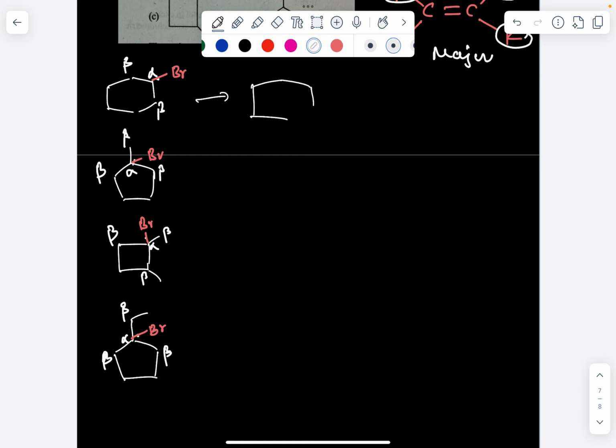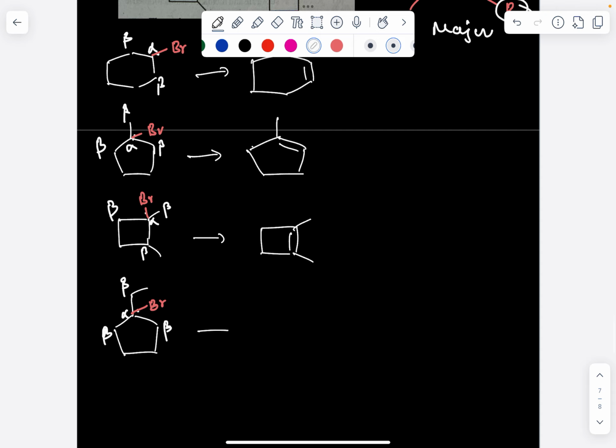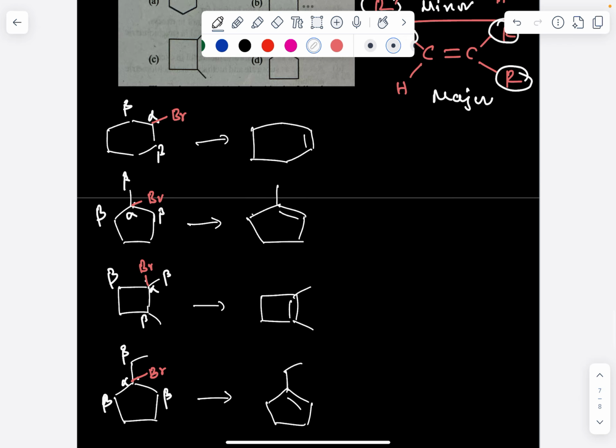After doing the alcoholic KOH step, you get the alkene system like this. For option B, if you do the beta hydrogen elimination, you will get the product like this. Option C, you are going to get the product like this. Option D, you get the product like this. So this is the major product of the alkene system.